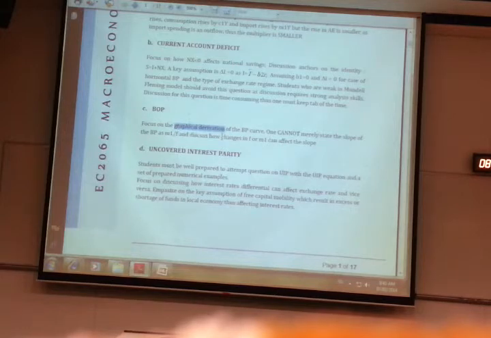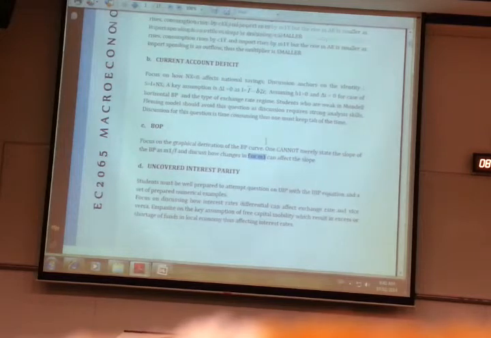Then of course, discussing the slope of BP affected by F or M1. I will not cover these 2 questions at all. They are very straightforward. But 2 other aspects that are commonly tested in the exam are current account deficit as well as the UIP.